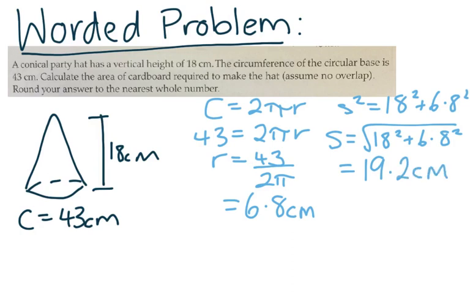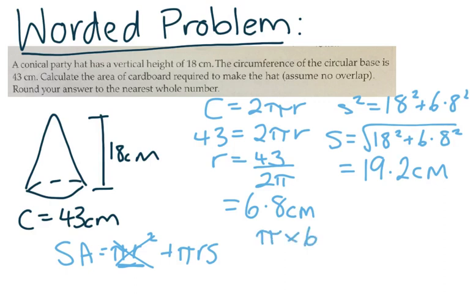So now the area of cardboard required to make the hat, we've got the whole formula, which is this, pi r squared plus pi rs. But if you think about it, we don't need this part because the bottom of a party hat is hollow. So we're just going to do pi times 6.8 times 19.2. And the total area of cardboard that we would need is 410 square centimetres to the nearest whole number.